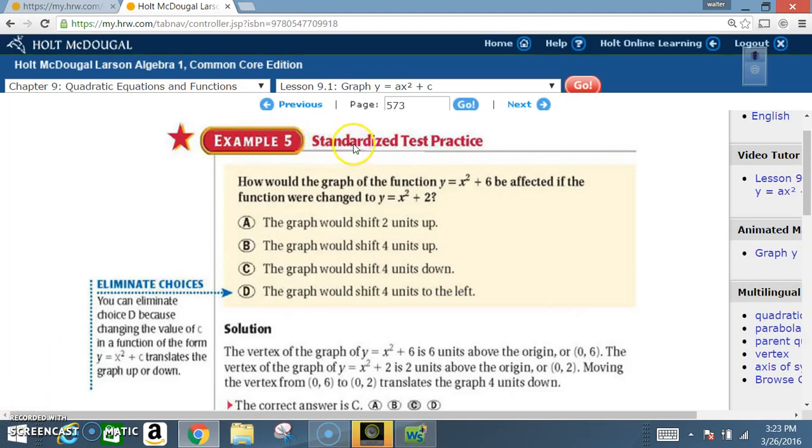Example 5, standardized test practice. How would the graph of the function y equals x squared plus 6 be affected if the function were changed to y is equal to x squared plus 2? A, the graph would shift 2 units up. B, the graph would shift 4 units up. C, the graph would shift 4 units down. Or D, the graph would shift 4 units to the left.